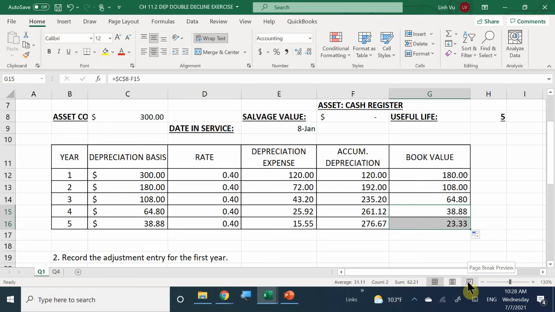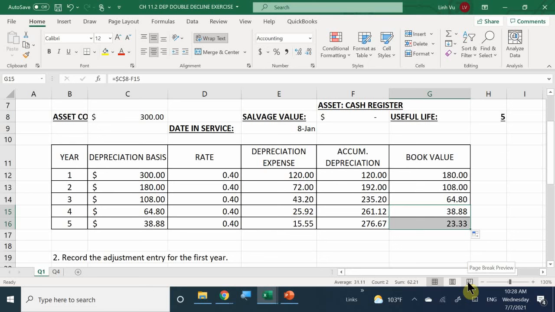So if you ever come to this portion right here where you only have $23.33 worth of your asset left, you have 2 choices. You can continue its life by continuing using it, or you can stop here and just write off this $23.33, or you could discard it.